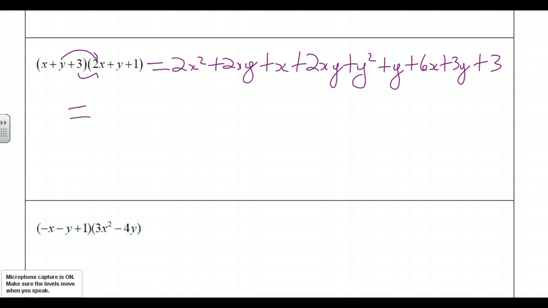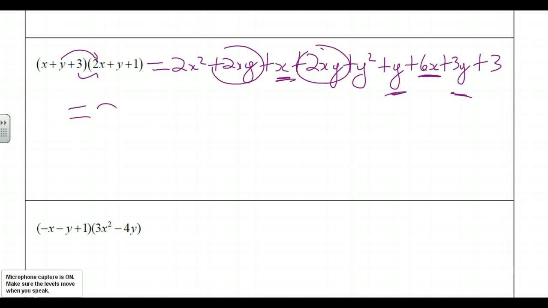Are there any like terms? Well, I see only 1x squared. I see 1y squared. I see an x, I see a y, I see a 3. But I do see 2 terms that are like terms, which are these guys. Oh, wait, and I've got an x. And I've got y's. Okay, so we have a number of like terms that need to be collected together, right? If I made a mistake, just let me know.